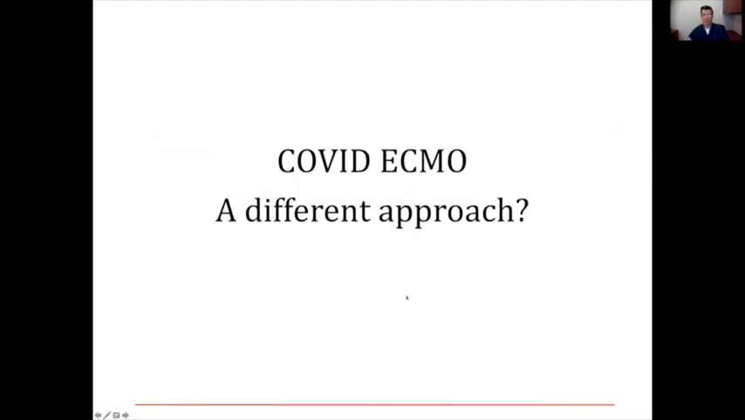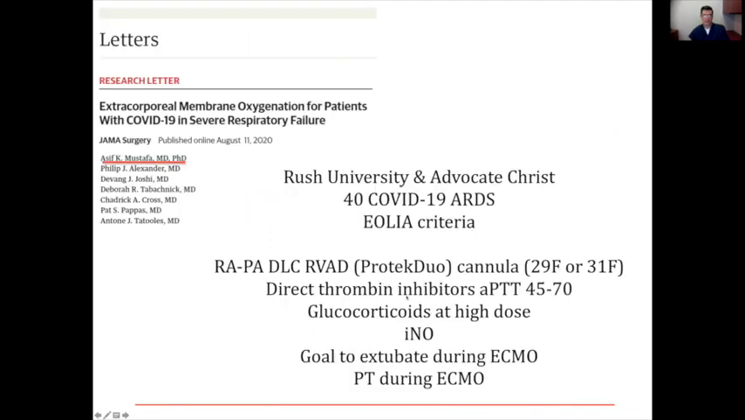What about one study with a little bit of a different approach? You may have seen this. This is Asif Mustafa and colleagues, who published this letter in JAMA Surgery. They're from Chicago in the United States, and this was the first 40 COVID-19 patients that they treated, all of whom met EOLIA criteria. And they have very good outcomes that I'll show you. So the question is, why do they have good outcomes?